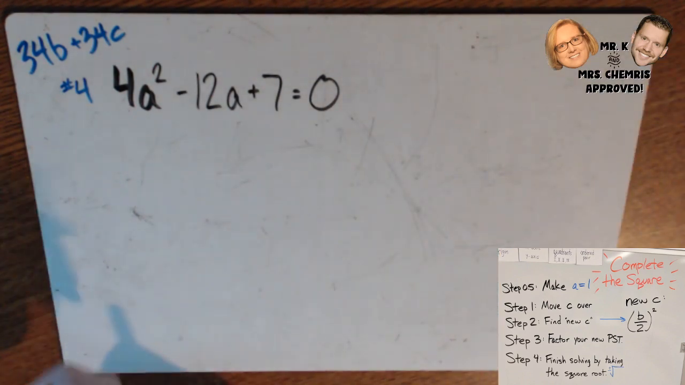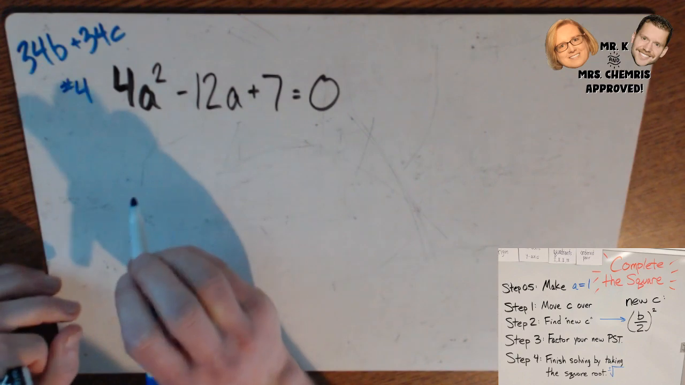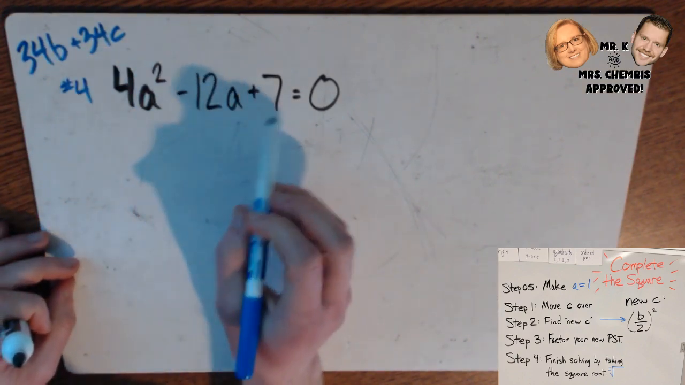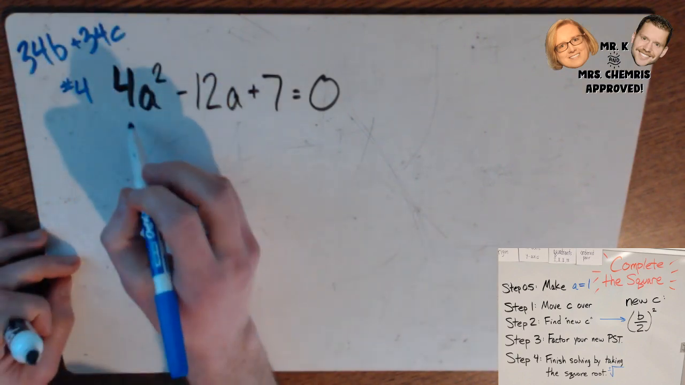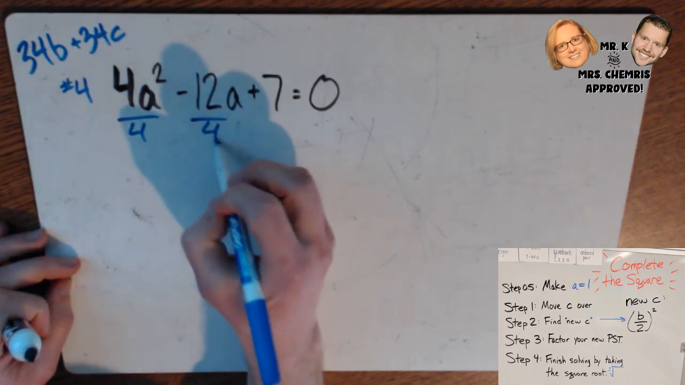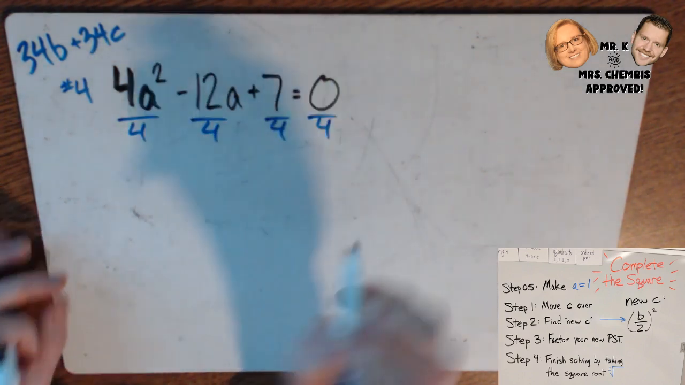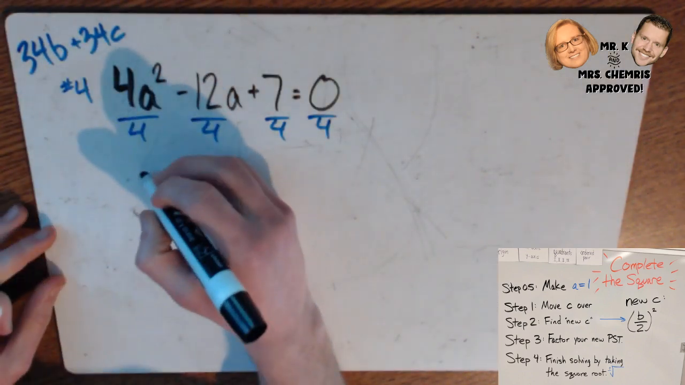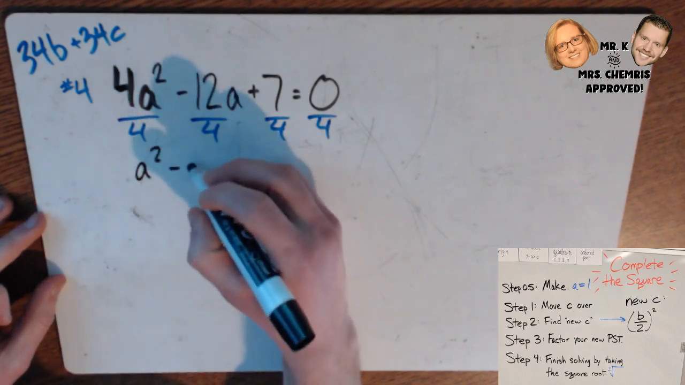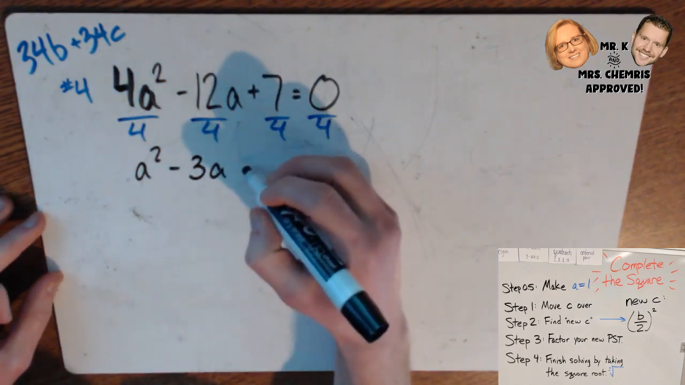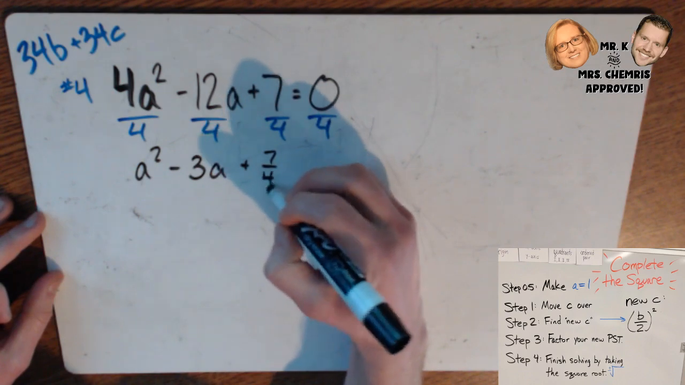So we're going to take a look at our steps right here, just the same way as before, for solving this quadratic using completing the square. What we're going to do is get a squared to have a coefficient of 1, so we're going to divide by 4 on all sides. When we do that, we end up with a squared minus 3a plus 7/4. I'm going to leave this as a fraction.